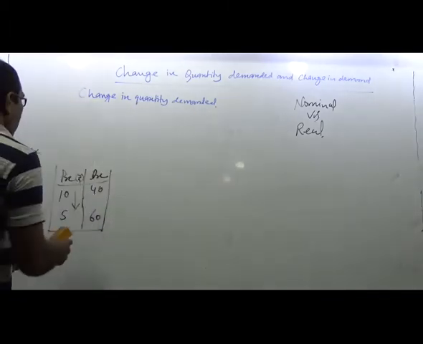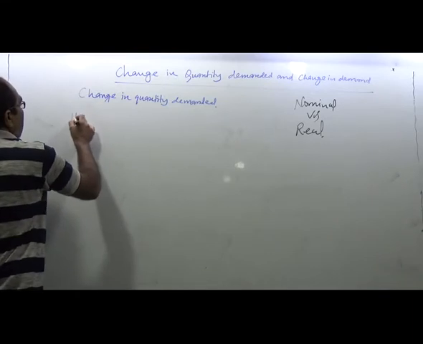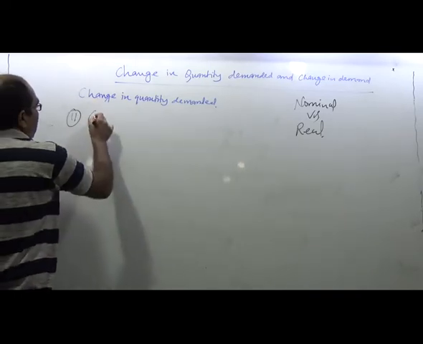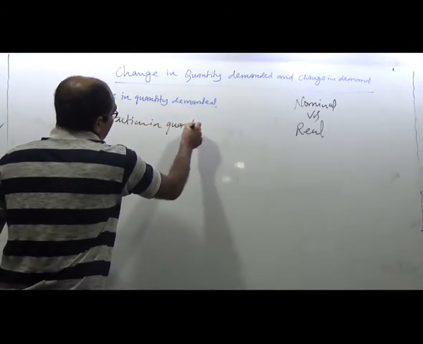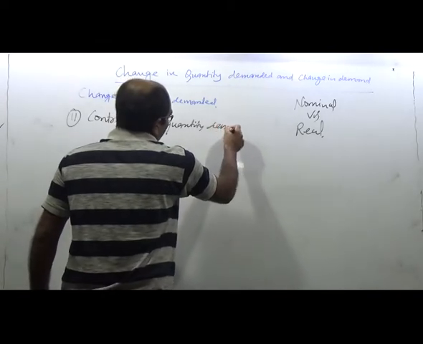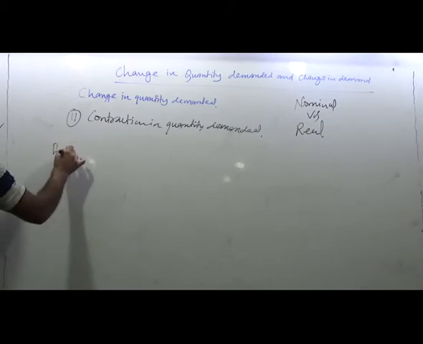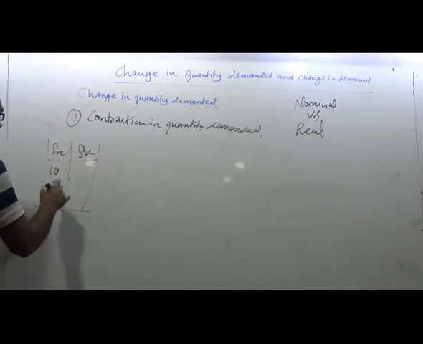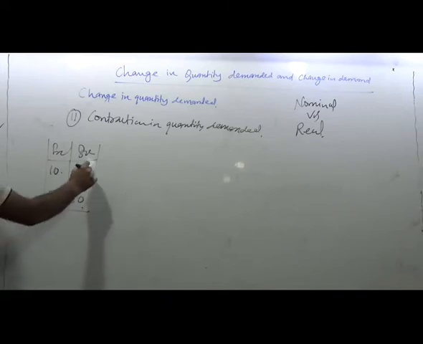What happens if price goes up? Contraction in quantity demanded. Take an example, PX and QX. पहले वाले में हमने प्राइस डिक्रीज की थी, यहाँ प्राइस इंक्रीज करेंगे. 40 था, अब हम 20 रख रहे हैं और 30 रख रहे हैं. ओके, प्राइस अप हुई है तो क्वांटिटी डाउन होगी.